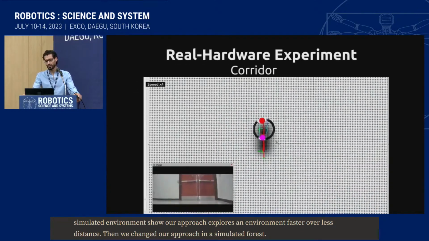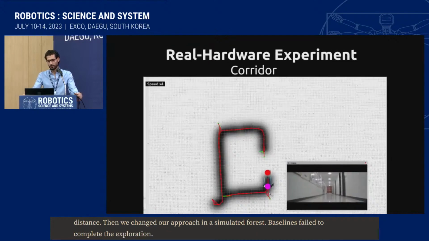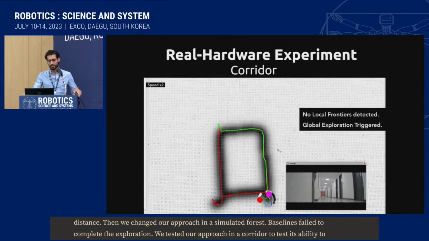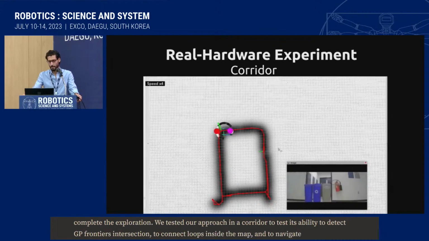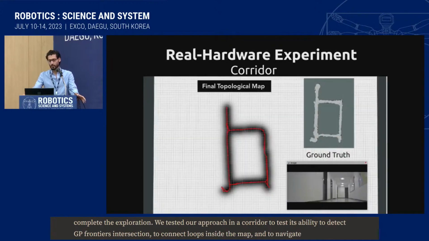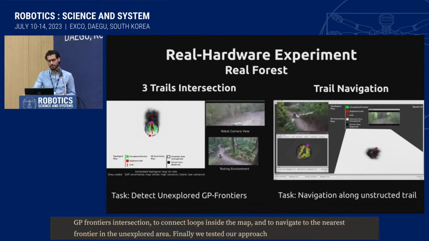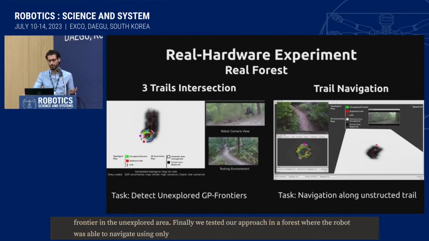Then we tested our approach on a real robot in an indoor corridor to test its ability to detect frontiers at intersections, to connect loops inside the map, and to navigate to the nearest frontier when the robot is in an unexplored area. And finally, we validated our approach in a real unstructured forest, where the robot was able to navigate using only local perception, detect correct frontiers at a trail intersection from the noisy point cloud, and construct the topological map in real time.